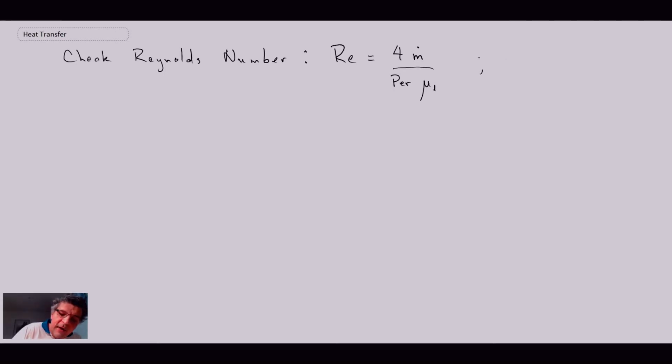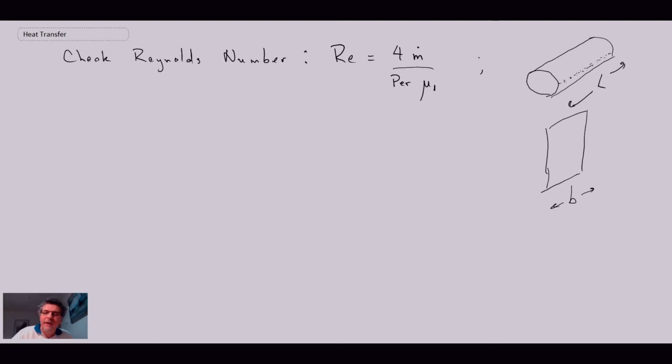Now, what is the perimeter? If we have a tube that is going into the plane of the page, and the length of that tube is 1 meter, the perimeter is essentially just the length in this direction. Remember, for the vertical flat plate, the perimeter was b. In this case, it is just the length of our pipe. Our tube bundle has a length of 1 meter, so the perimeter is 1 meter for this particular problem.